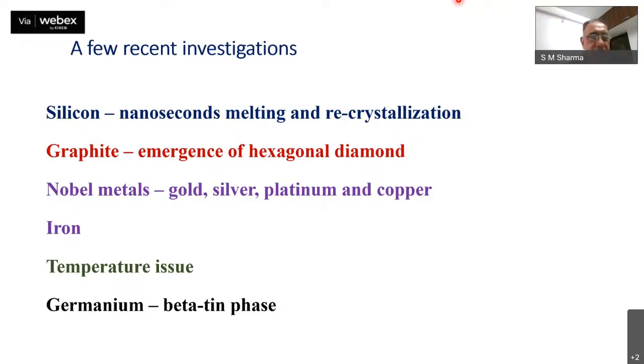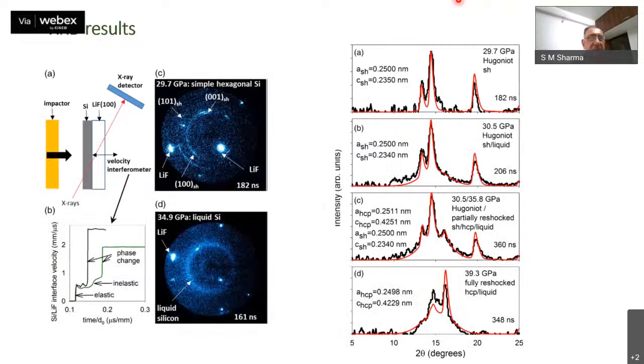Then the noble metals, which otherwise look very monotonous under static compression, show some very unusual results under shock compression. You recall that we started the discussions about the shock compression by picking up an example of iron. We will revisit iron in the context of its implications to geophysics and briefly touch upon the temperature issue under shock compression.